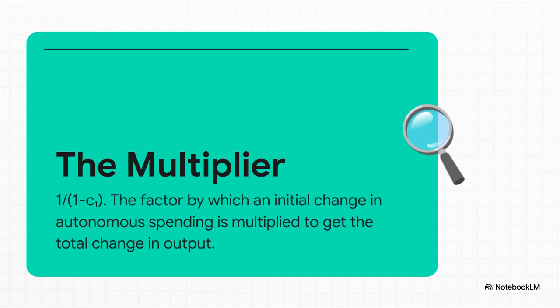And this whole incredible ripple effect can be captured in one simple, beautiful formula, the multiplier. It's just 1 divided by (1 minus C1). What this shows us is that the total impact, the total magnification of any new spending, all comes down to that one single variable, the propensity to consume. If C1 is higher, it means people spend more of any extra cash they get, which creates bigger ripples and a much larger multiplier. And with that, we can finally solve our mystery.